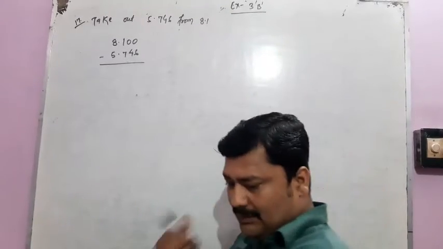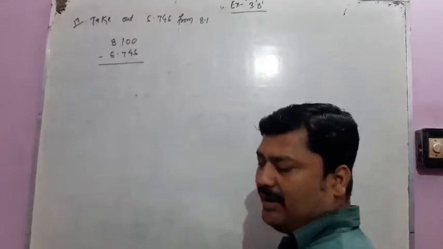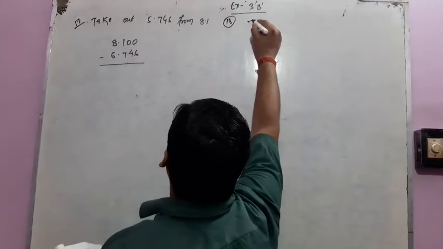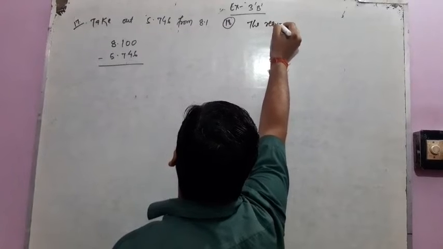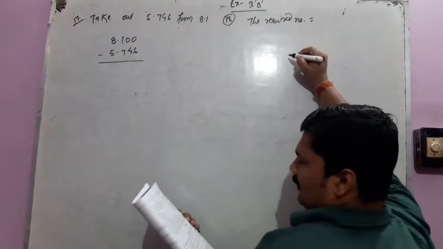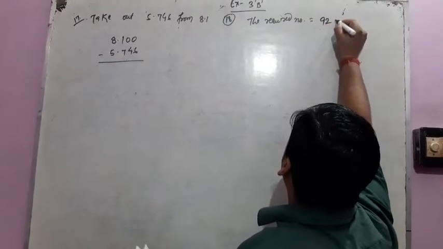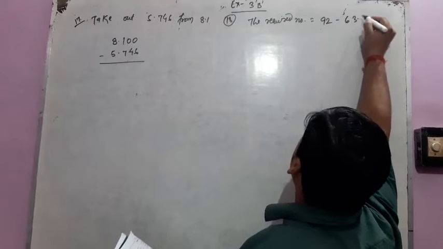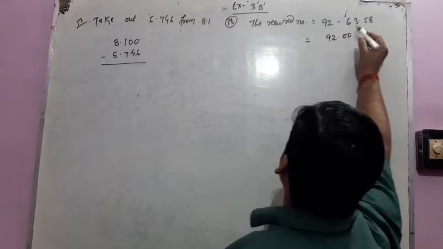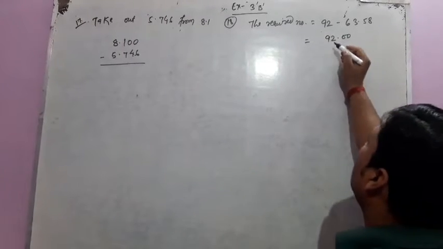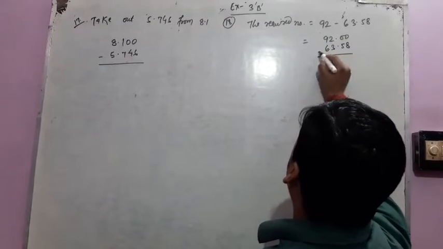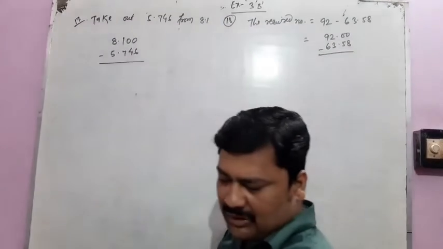Now look at question number 18. What is to be added to 63.58 to get 92? Same way here in question number 18, the required number is equal to 92 minus 63.58. Again we have to subtract 63.58 from 92. For that we have to convert both in like decimals, and now we have to subtract the values here.